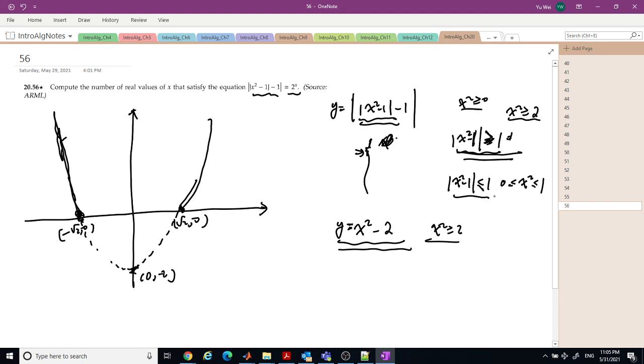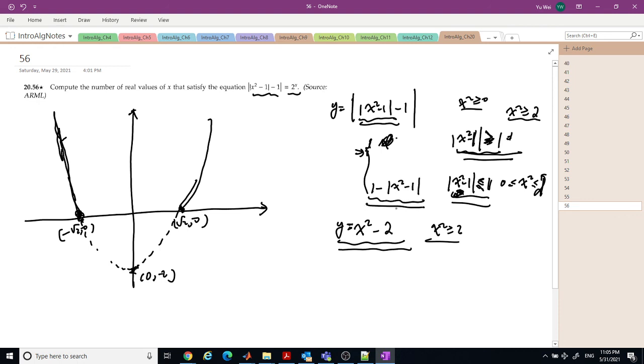The second section is where x squared minus 1 is less than or equal to 1, so x squared can take values between 0 and 2. So now this one will be 1 minus the absolute value of x squared minus 1.